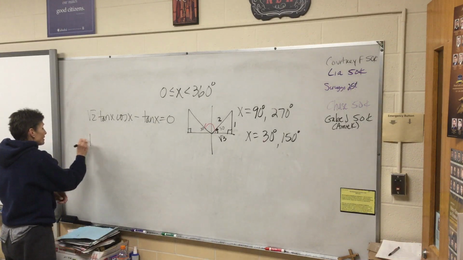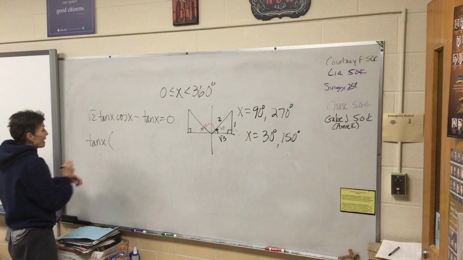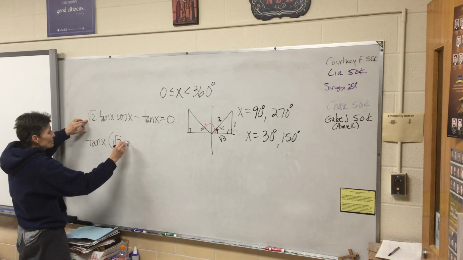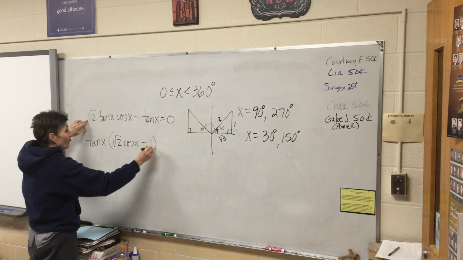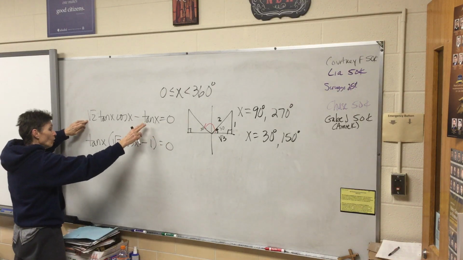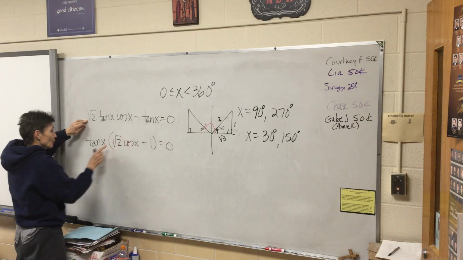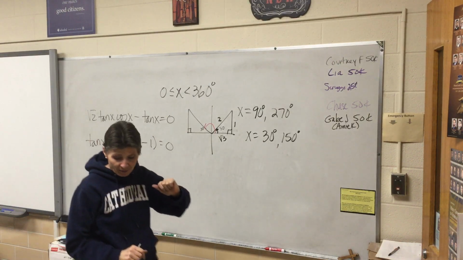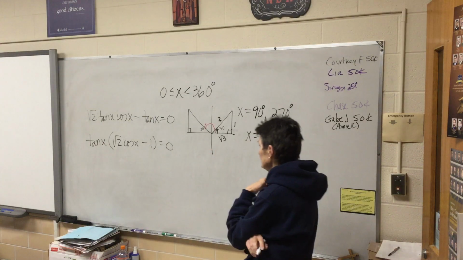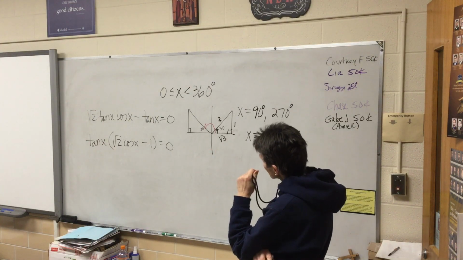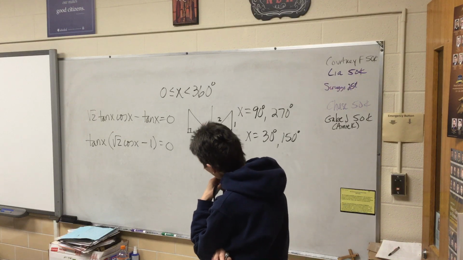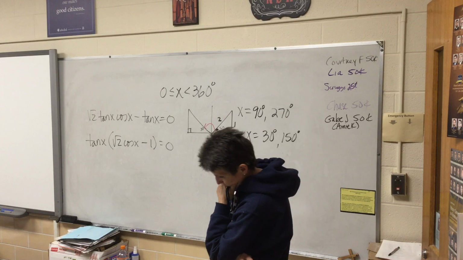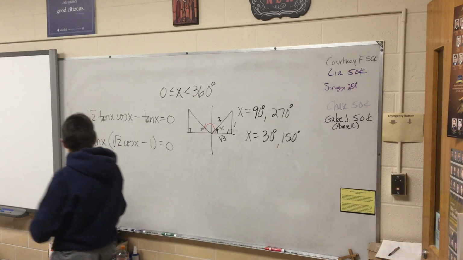If we have a common factor in an equation, we want to factor it out. So if I pull out the tangent, I'll be left with root 2 cosine minus 1. Don't forget, when you pull out the entire term, you have to put a 1 in for a placeholder, just like you do in regular math. Now what? Set both of the equations equal to 0. Exactly.